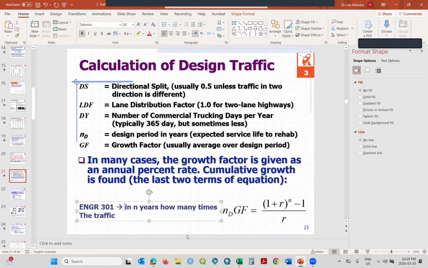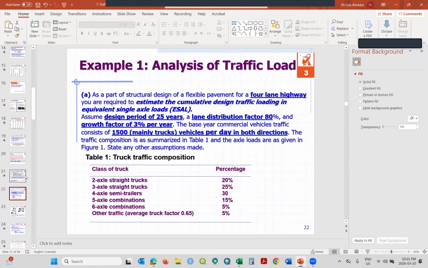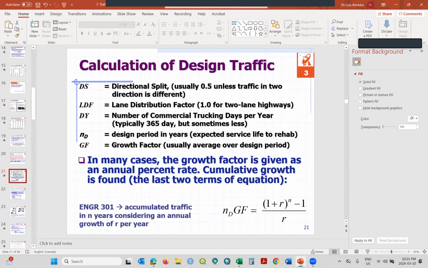Okay, now let me just spell this in a different way. This is telling you the accumulated traffic in n years, considering an annual growth of R per year. Do you remember this? I hope you do. Okay, so we can make an example. I'm not sure if there's any question, but we're going to make an example and just crunch the numbers for this. Any questions?